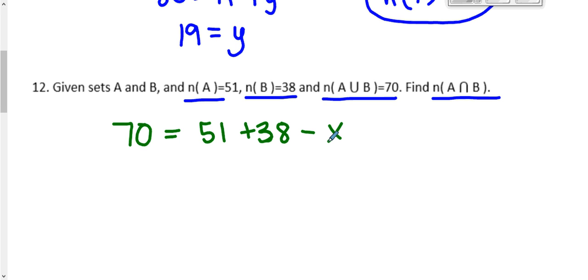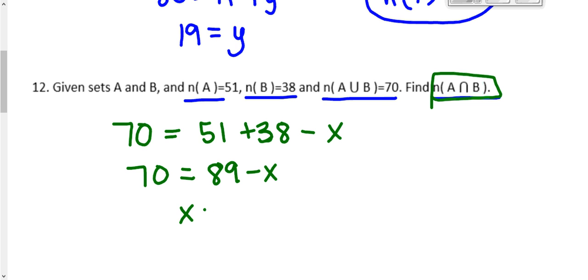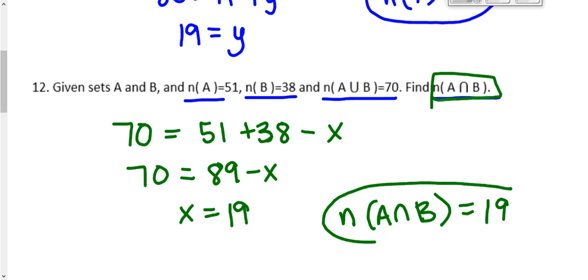You can write the whole set notation for that if you want to, but then you'd have to write it in every step, so it's up to you what you want to write in your equation. So in this case, we have 70, and 51 plus 38 is 89. That means the difference between those two is 19. So the number in A intersection B, the answer to the question, is 19. Make sure that you indicate your answer clearly.